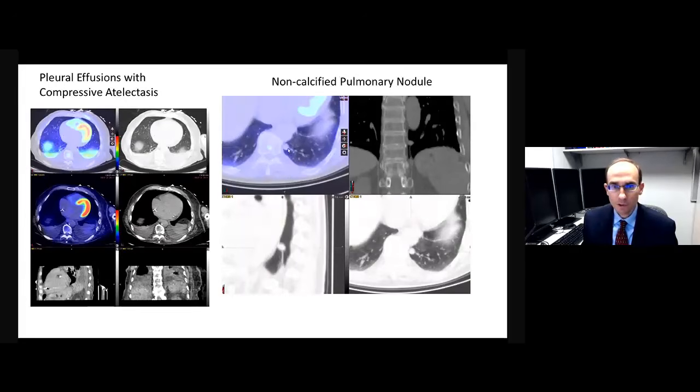This is a nice example of a non-calcified pulmonary nodule. And I think there are some important comments to make about pulmonary nodules. We use the Fleischner Society criteria guidelines that were most recently published in 2017.